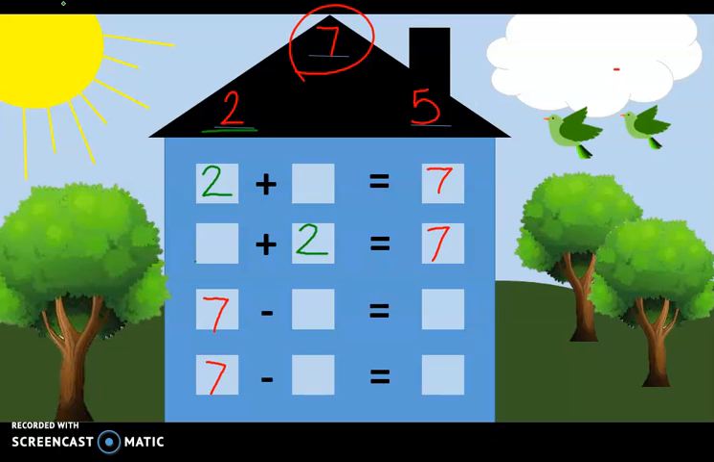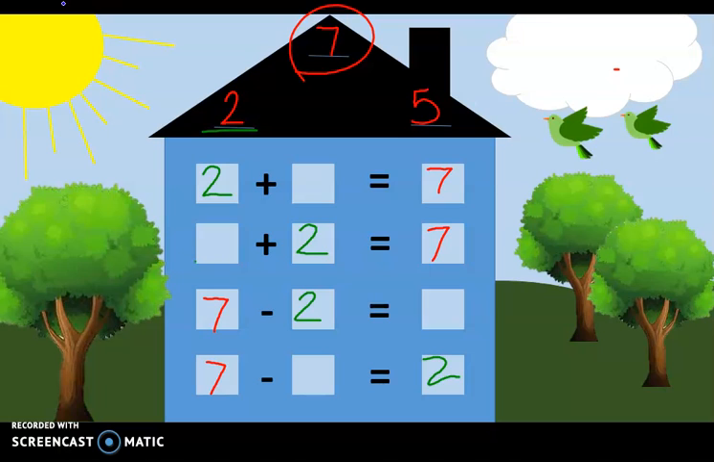Lily? Oh, I haven't finished my 2's yet, though. Put a 2 here and here, right? Okay, what's my last step? Mateo, what's my last step?